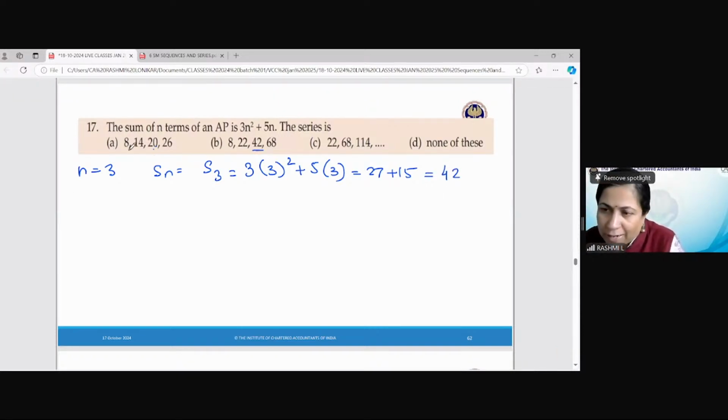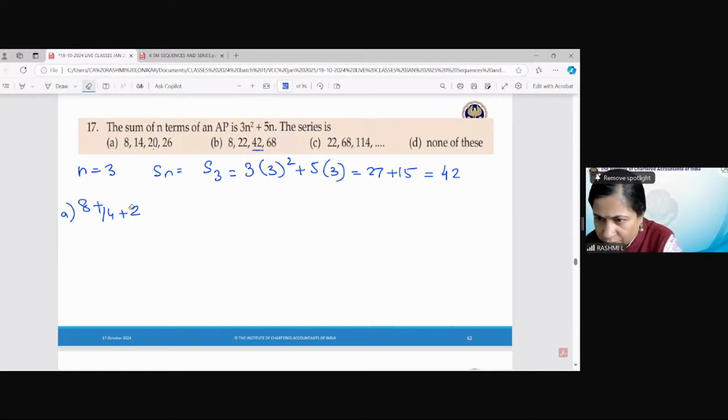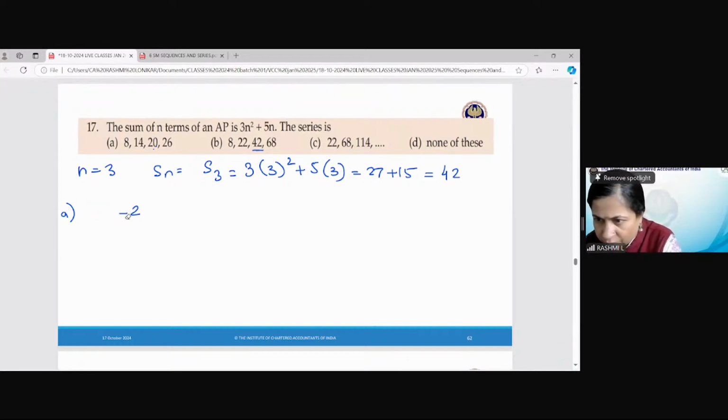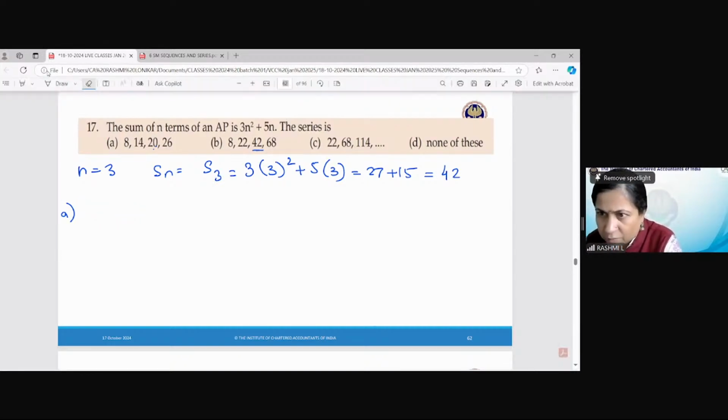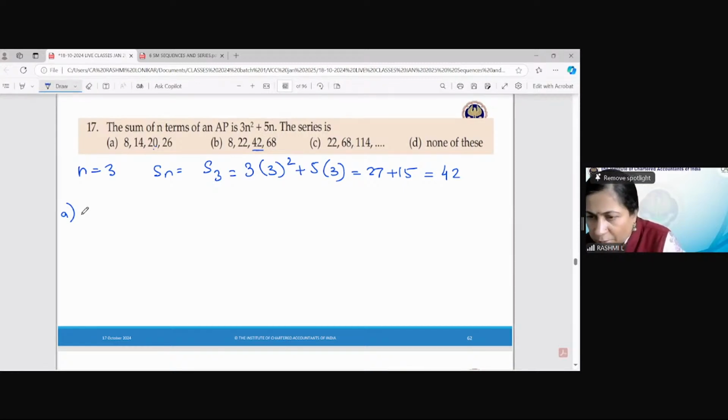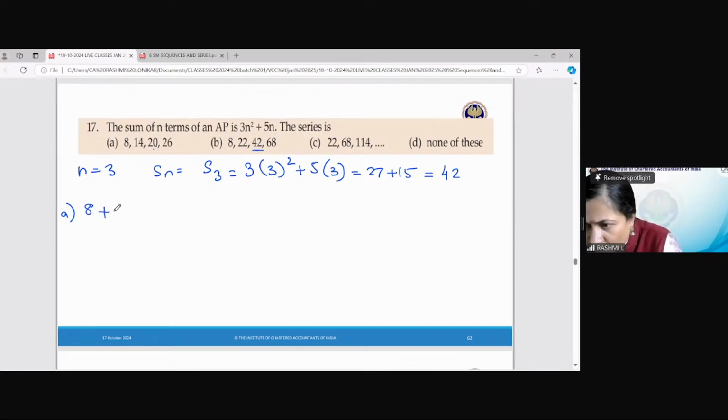So I add this first. Option A, 8 plus 14 plus 20. So I am adding 8 plus 14 plus 20. How much does this come to? 42. So A is the correct answer.